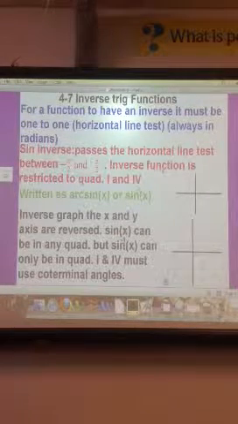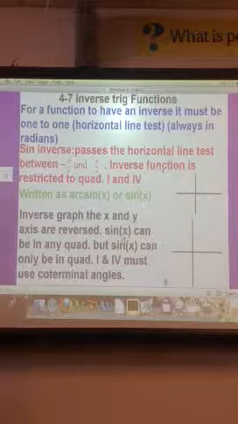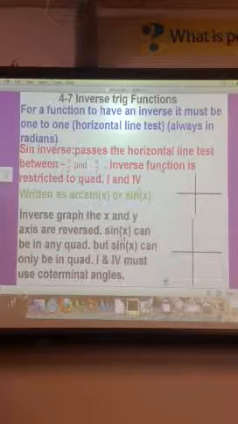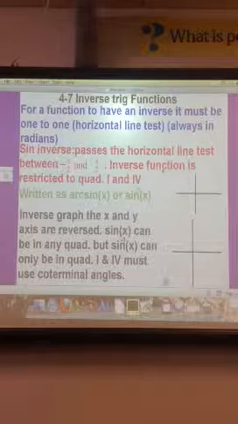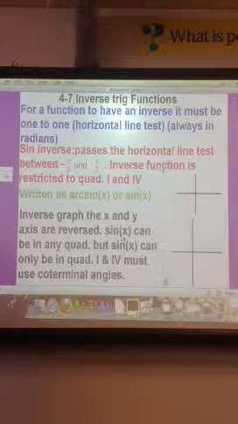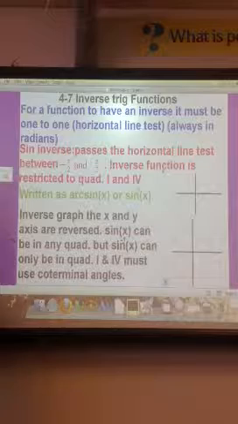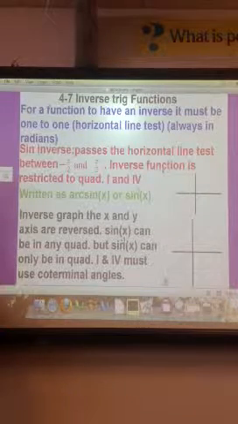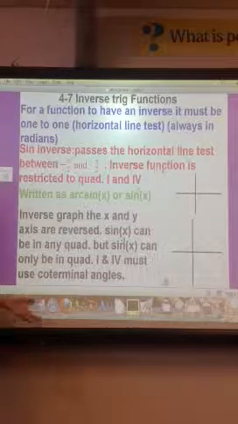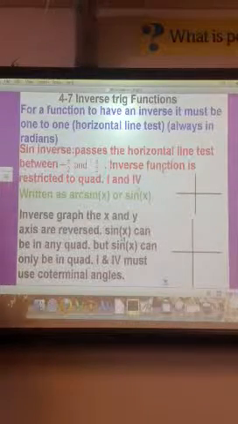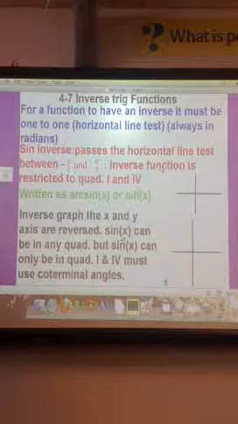4-7 inverse trig functions. You've done inverse trig functions in the past. When we did them in the past, we did them with equations, if you remember right. Okay? And what we did was, we swapped out the x and the y values. We swapped out the x and the y's in the equations, and then we solved for the y value, and we got our inverse functions. Well, trig functions work the same way, sort of.